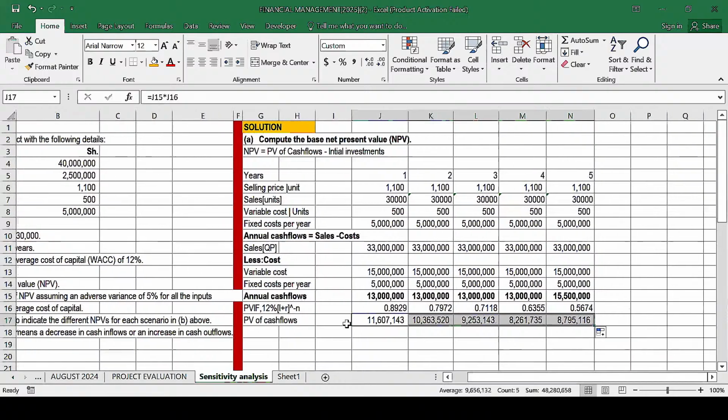So in our case now we have the present value of cash flows. So basically what we just need to do is to get the total.